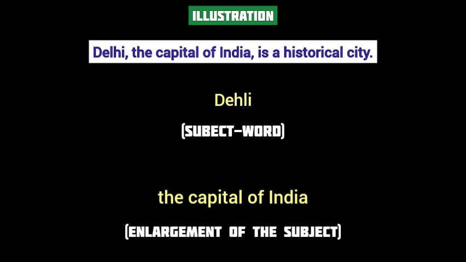Take another example. Delhi, the capital of India, is a historical city. Here Delhi is the key word about which something is stated in the sentence. So Delhi is the subject word, but the expression the capital of India, which is also describing Delhi, is the enlargement of the subject.